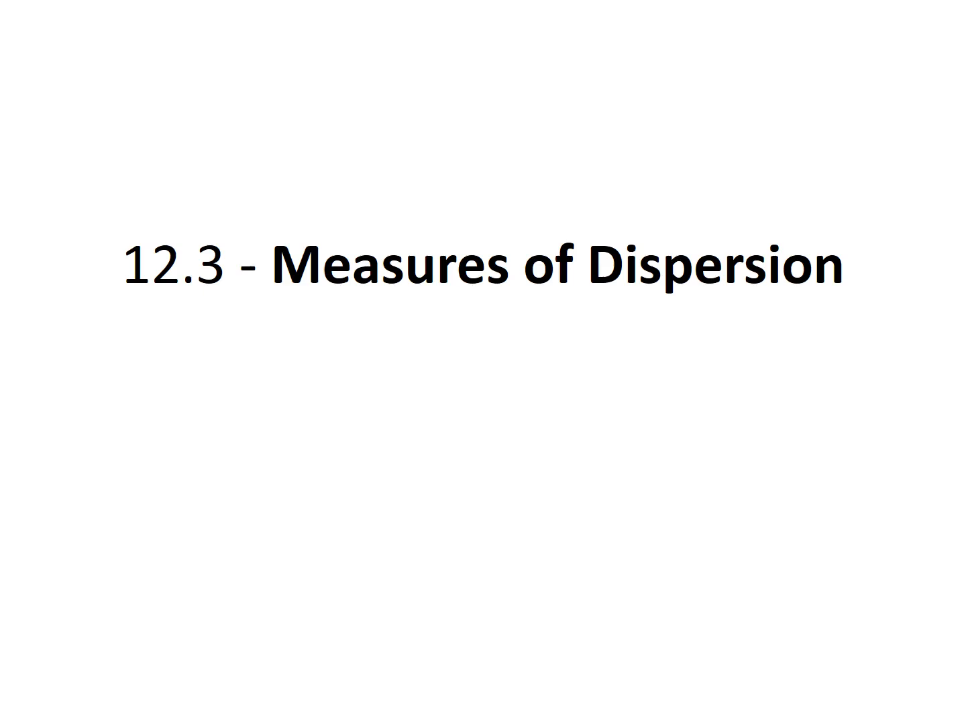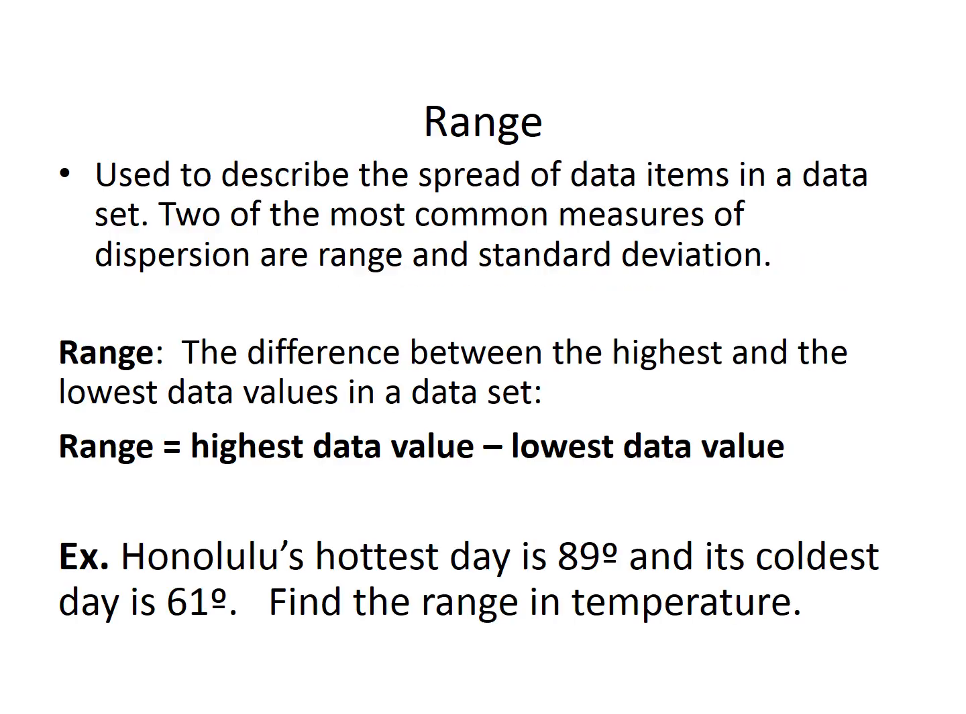This is a recording for section 12.3, measures of dispersion. So in 12.2, we talked about the measures of center, so the mean, median, and mode. Not only are we often interested in just what is the average, but we want to know how spread apart the data values are, because two very different data sets can have the same average.